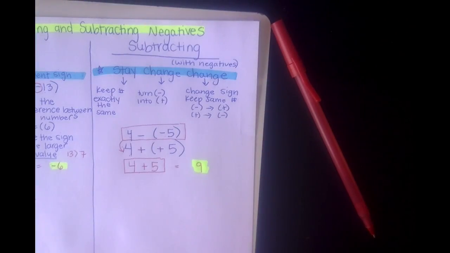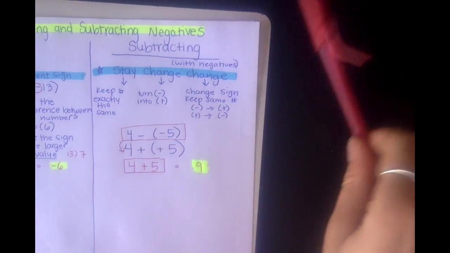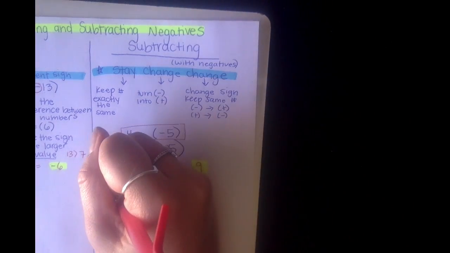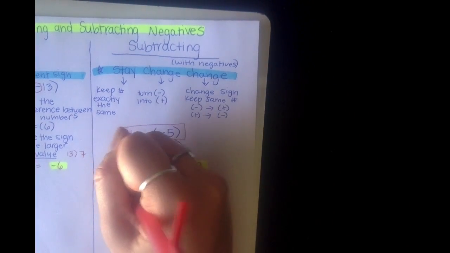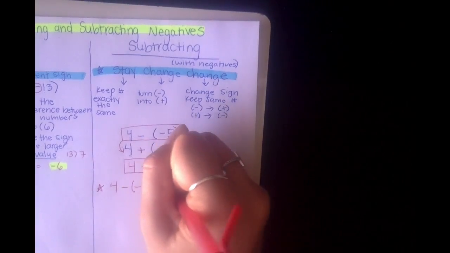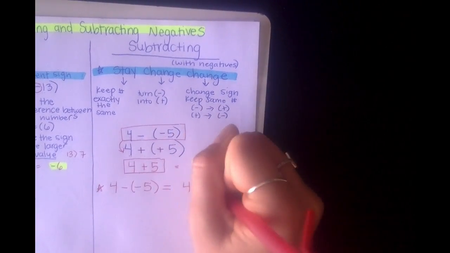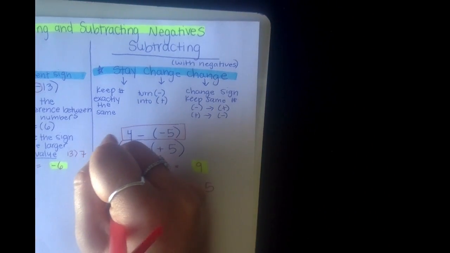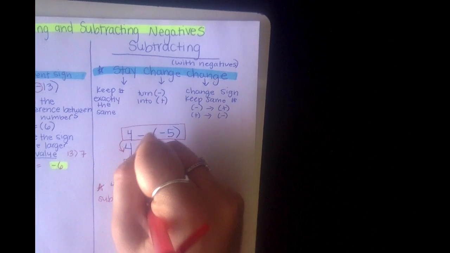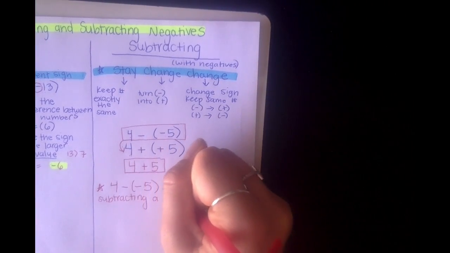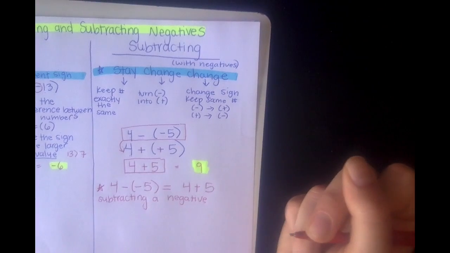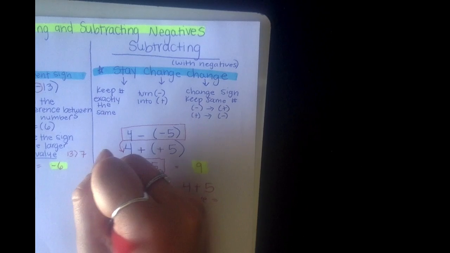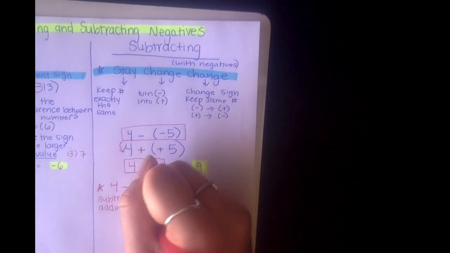So remember, and this is huge, this is so important. So I would star this. This is a key point here. Remember, if I have something like 4 minus a -5, this is the same thing as 4 plus 5, because remember, subtracting a negative is the same thing, equals the same thing as adding a positive.